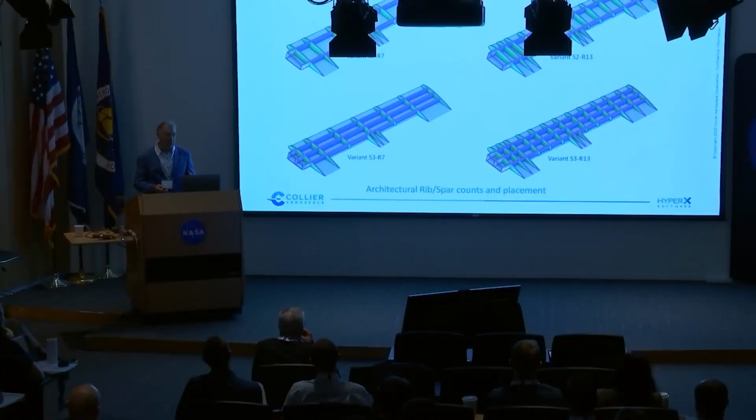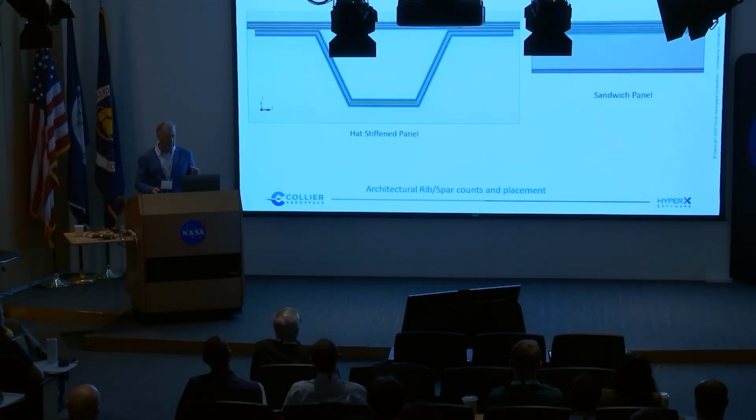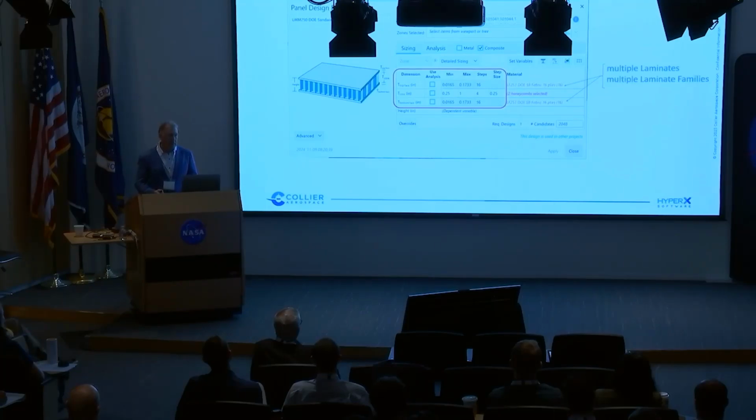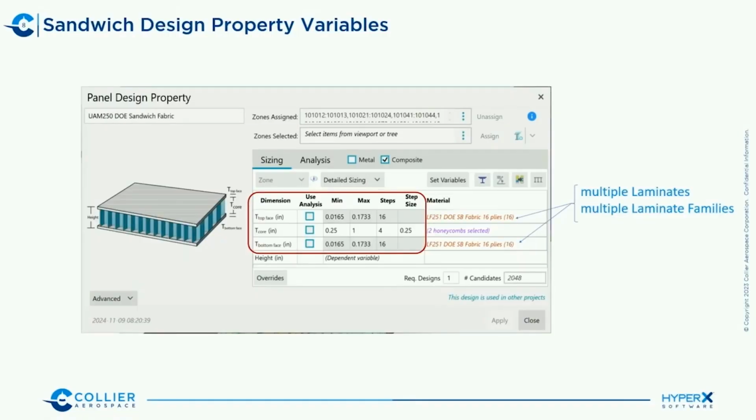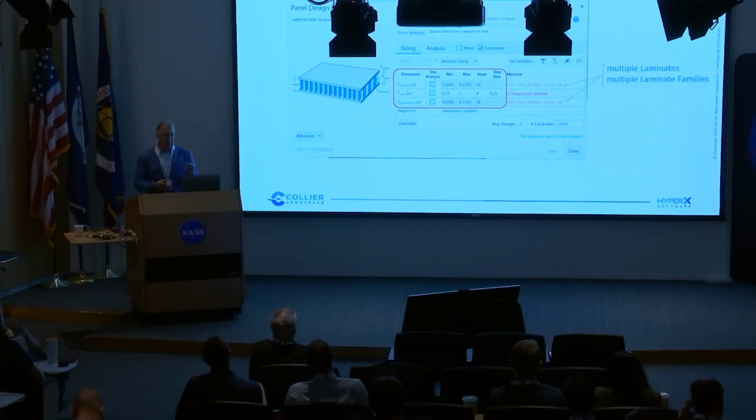So what I would like you to do is play a game with yourself: which of these architectural layouts with which panel concept would be lighter? Keep that in your mind, and I'm going to continue on. The thing about the manufacturability is the sandwiches have fewer variables than the hat does. The sandwich has your typical face sheet thickness and material or laminate family. It's got a core material, which would be the core thickness and different kinds of core densities.